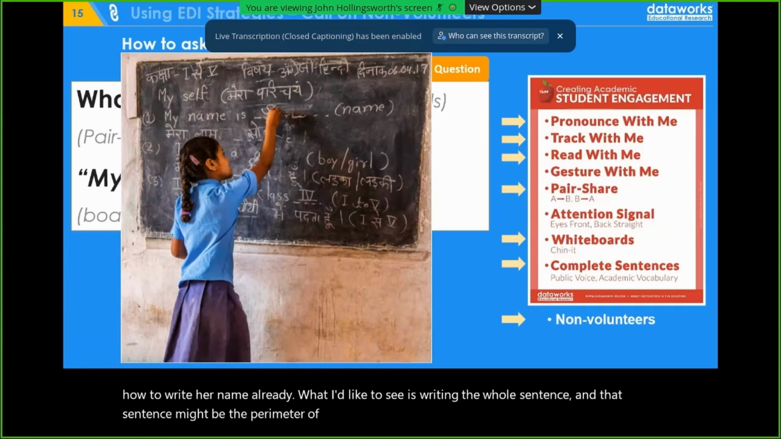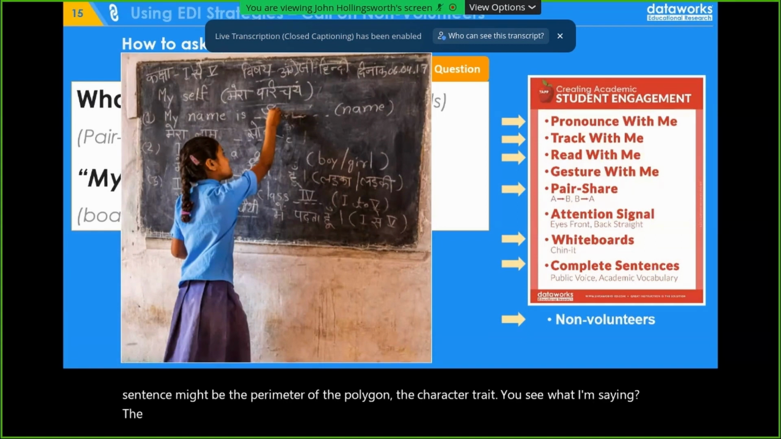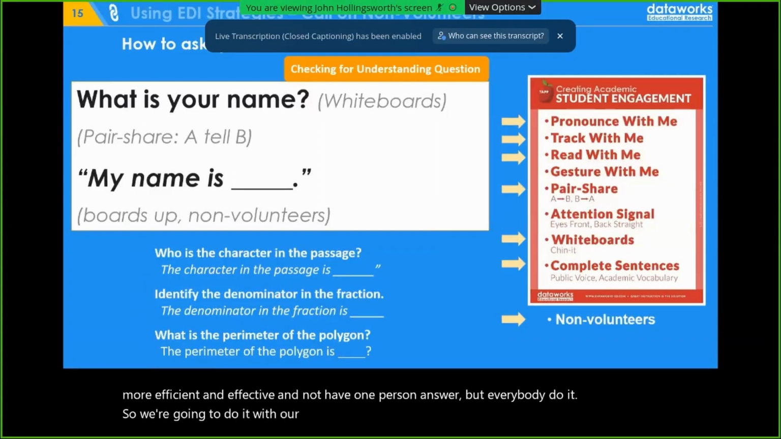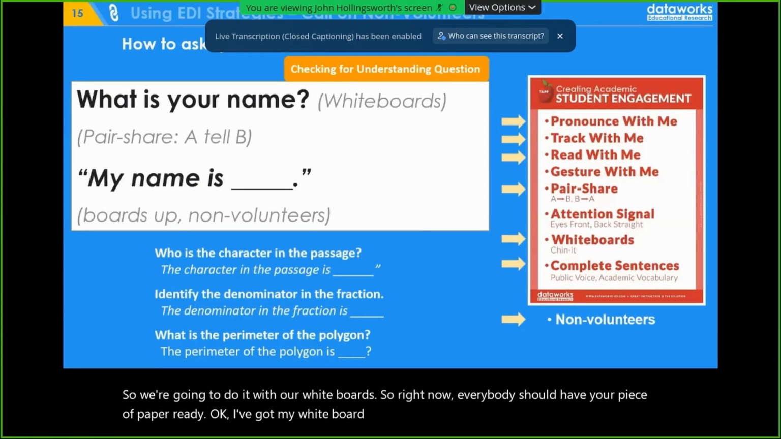Okay, so rather than have one student come up and write her name, look what she's writing, her name. She knows how to write her name already. What I'd like to see is writing the whole sentence, and that sentence might be the perimeter of the polygon, the character trait. You see what I'm saying? The stuff in the sentence is actually more important. So how could we make classroom questions more efficient and effective and not have one person answer, but everybody do it? So we're going to do it with our whiteboards.